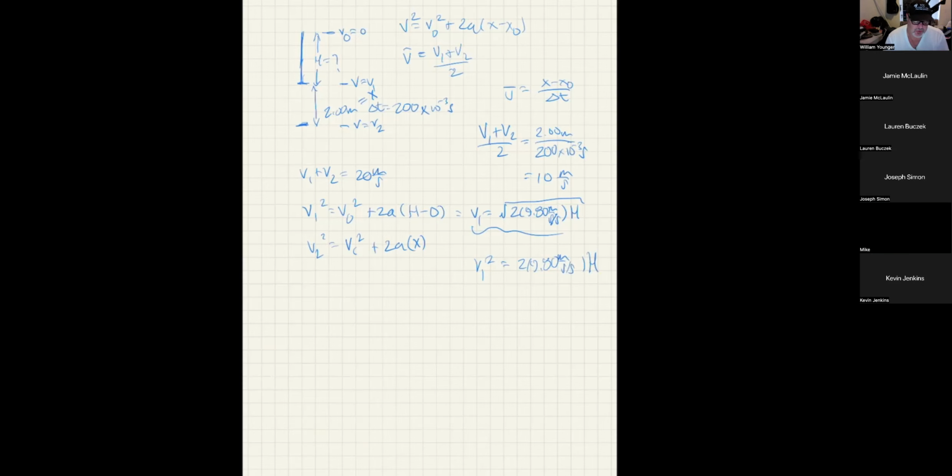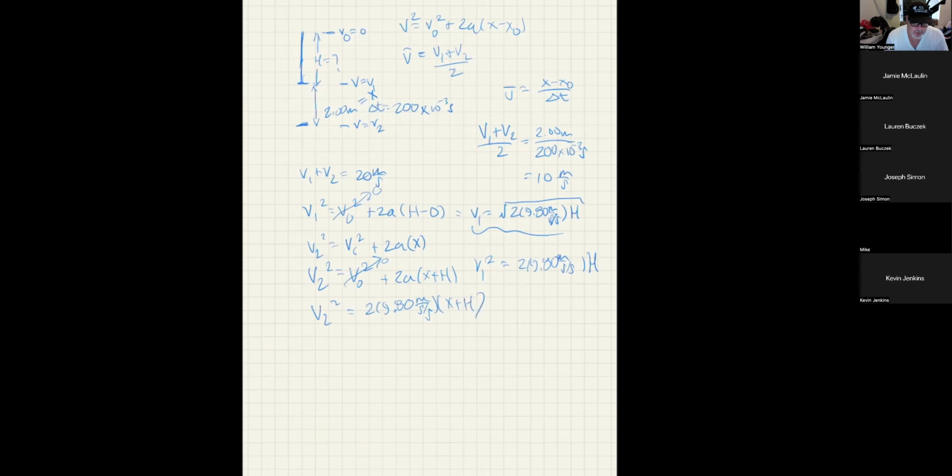And similarly, v1 plus v2 equals 20 meters per second should allow me to find a relationship between v1 and v2. Instead of using v2 squared equals v1, I could do v2 squared equals v0 squared plus 2a times x plus h. And I think that might be the better choice. So v2 squared is equal to, since this is just 0, which is the same thing that happened there, 2 times 9.80 meters per second times x plus h.